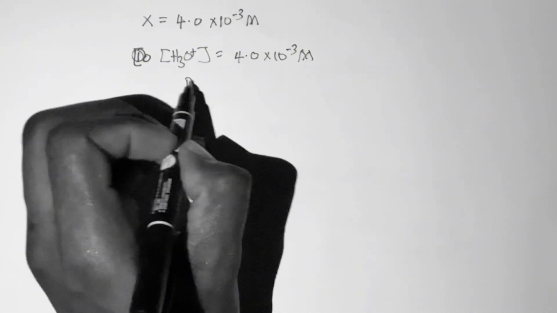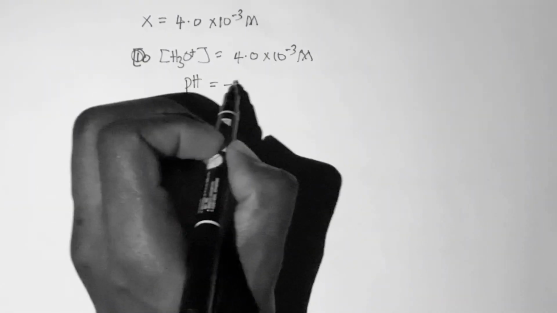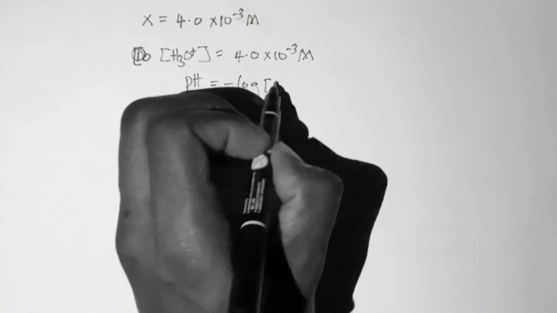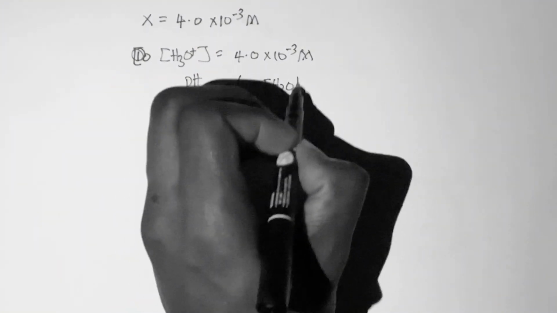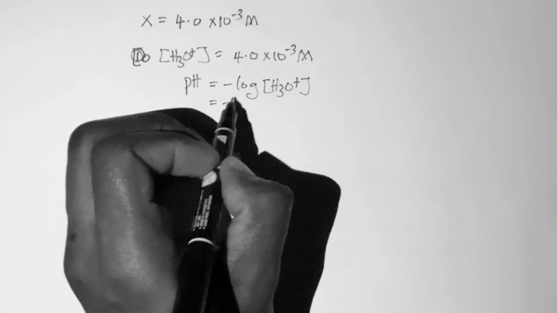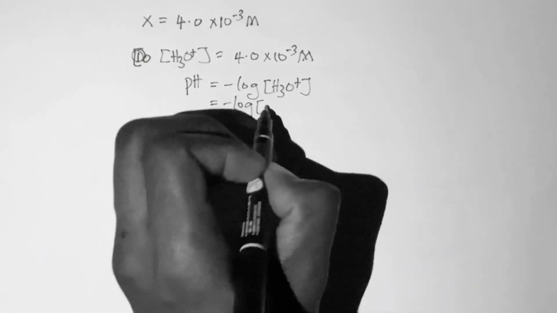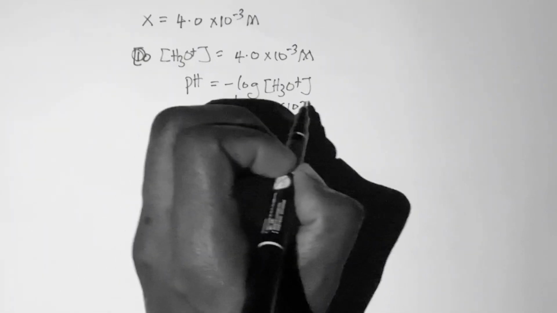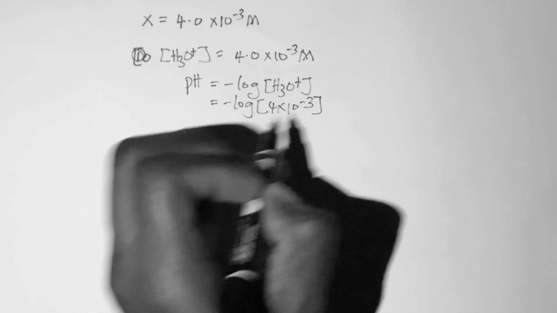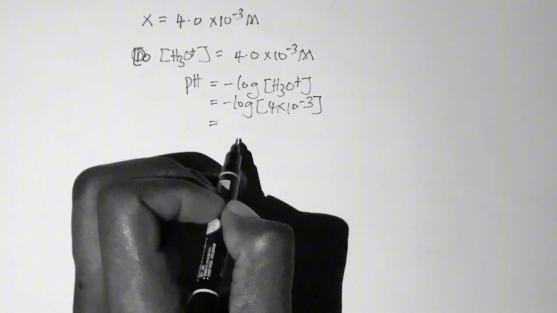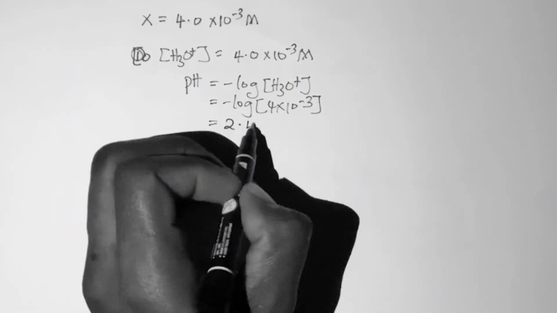So it means that the pH is equal to minus log of H3O plus ions, which is equal to minus log of 4 times 10 exponent minus 3. And if you compute this, we are going to get pH equals 2.4.